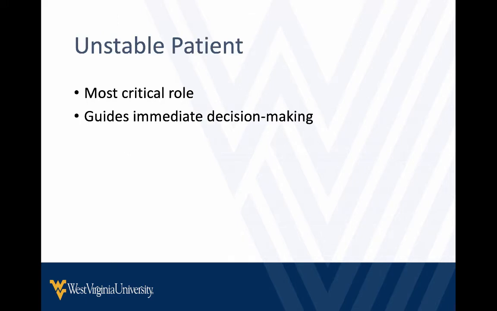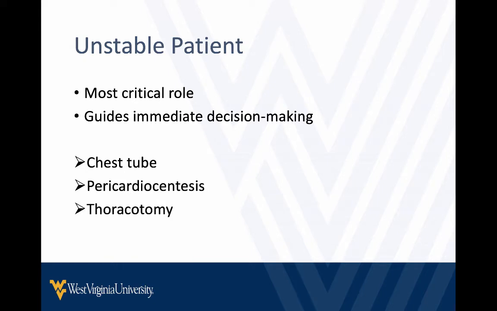And let's talk about the stable versus the unstable patient. So it has the most crucial role in the unstable patient because it's going to maybe guide some of our immediate decision making. Whether we need to place a chest tube, do a pericardiocentesis, or maybe even open the chest, depending on your setting and your resources, do a thoracotomy, or get the patient upstairs quickly for a laparotomy. So these are critical decisions, time sensitive, and the FAST can help us quickly decide if these need to be done right away or do we have time to do other workup and resuscitation.